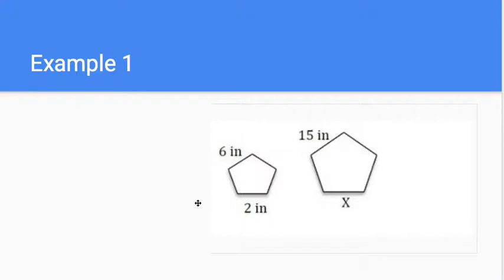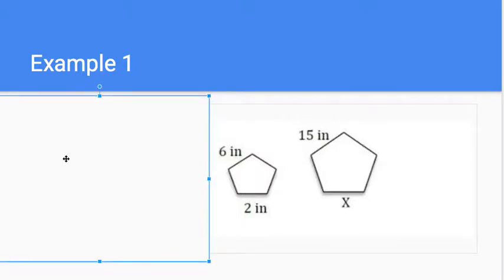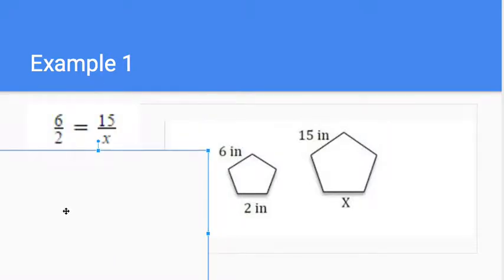Same thing here. If I could cut this right here and overlap these two, the 6 inches and the 15 inches would be corresponding. So what I do is I set up a proportion. Now remember, a proportion: we set up 6 over 2 equals 15 over x. The 6 and the 2 have something in common because they're both on the same shape. The 15 and the 6 have something in common because they are both the corresponding sides. So 6 over 2 equals 15 over x.